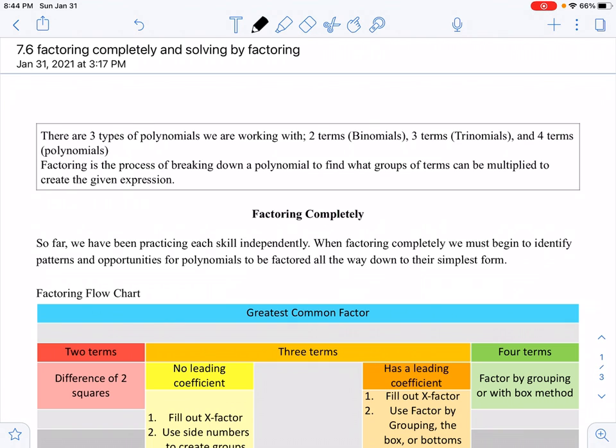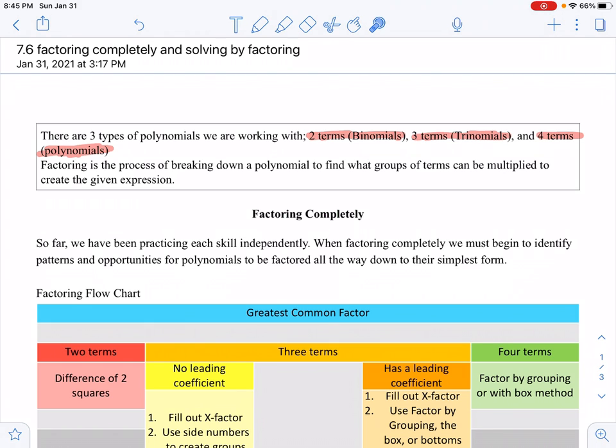To start out, just a little reminder, there are three types of polynomials we are going to be working with. We are going to have two-term polynomials, which we call binomials. We are going to have three-term polynomials, which we call trinomials, and then four-term polynomials, which we just call polynomials. Each one has its own process that we're going to work through, and we have practiced this already leading into this lesson. So if you have any questions about what a binomial, trinomial, or a four-term polynomial is, please look back at our previous videos.